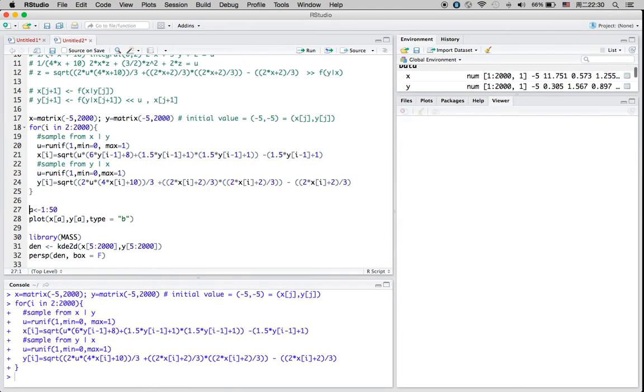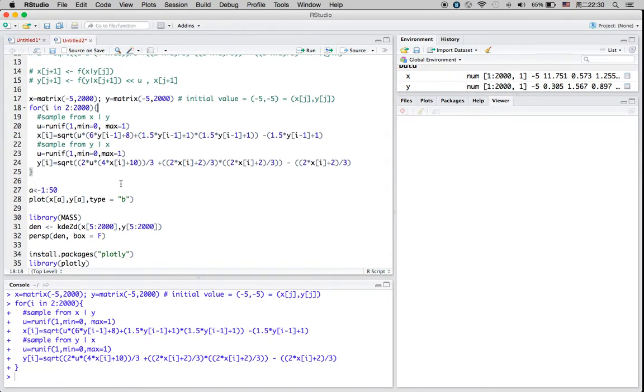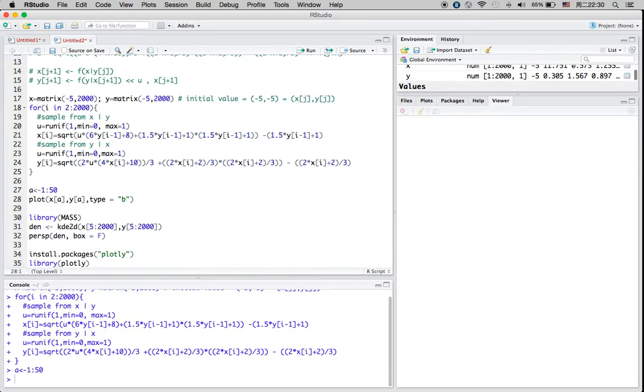So now we run 2000 iterations, using the inverse CDF method to generate from the univariate density function for both x and y, and I run it 2000 times given one initial value. After 2000 iterations, let's take a look at our result. Now I'm just going to show you my first 50 iterations.